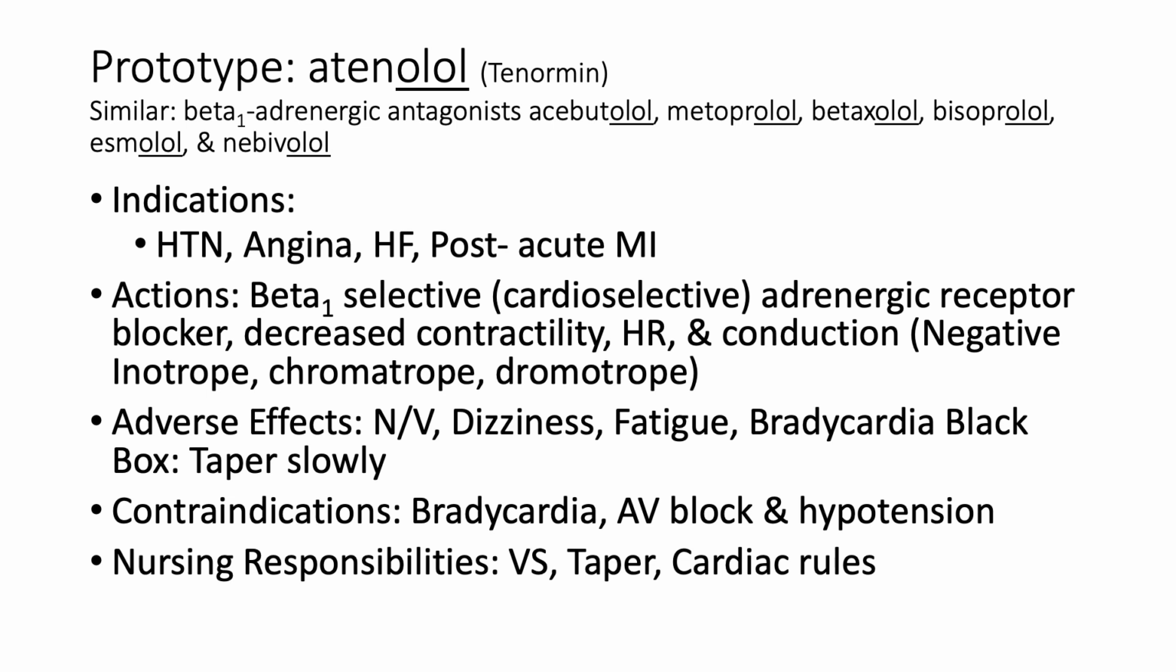Okay, so the actions. So remember, selective, that's going to work on the heart. Beta 1 selective. And non-selective, well, it's going to have an effect on the heart, just like the beta ones, but it's also going to have an impact on the lungs by potentially making an asthmatic or a COPD patient short of breath. Decreased contractility, that goes for all of them. Decreased heart rate, that would go for all of them. And decreased conduction, electrical conduction, and that would go for all beta blockers.